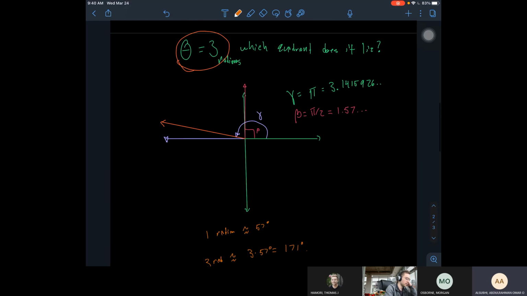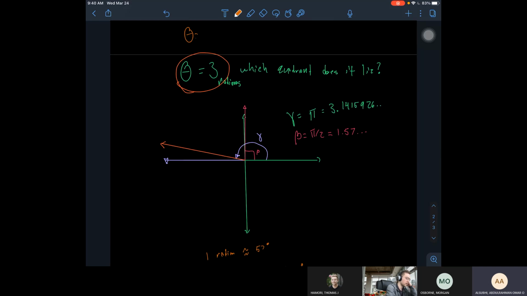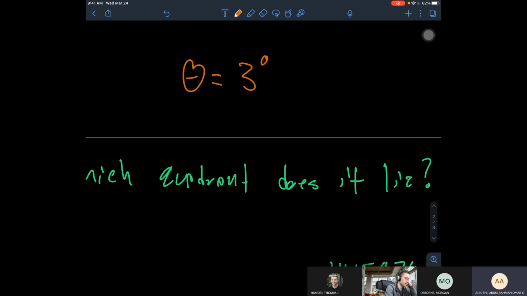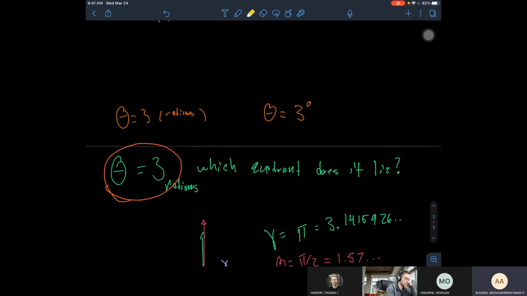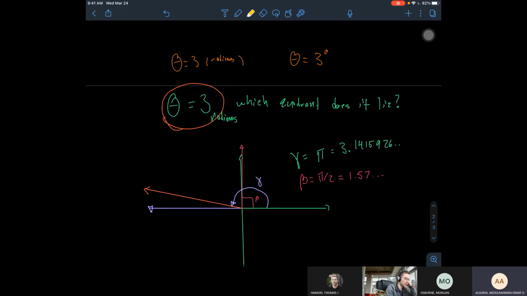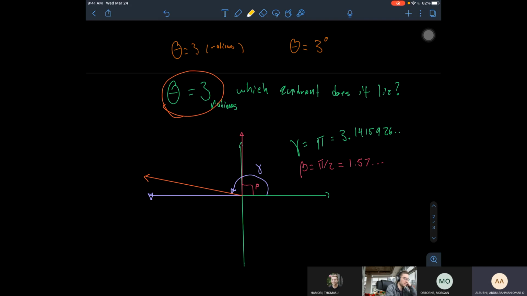Yeah. So here's the deal. If it says theta equals 3, just 3, it should be radians. It'll say theta equals 3 degrees like this if it means degrees. It'll use this little symbol here. So unless otherwise specified by using one of these degree symbols, we're talking about radians.